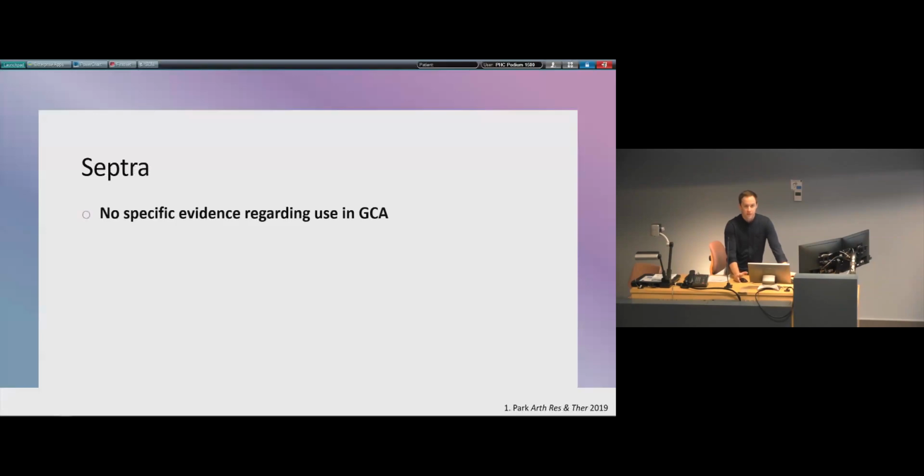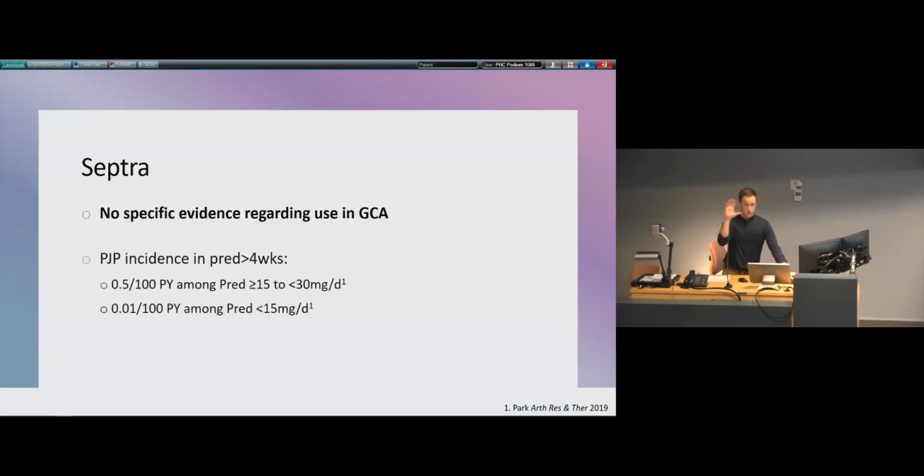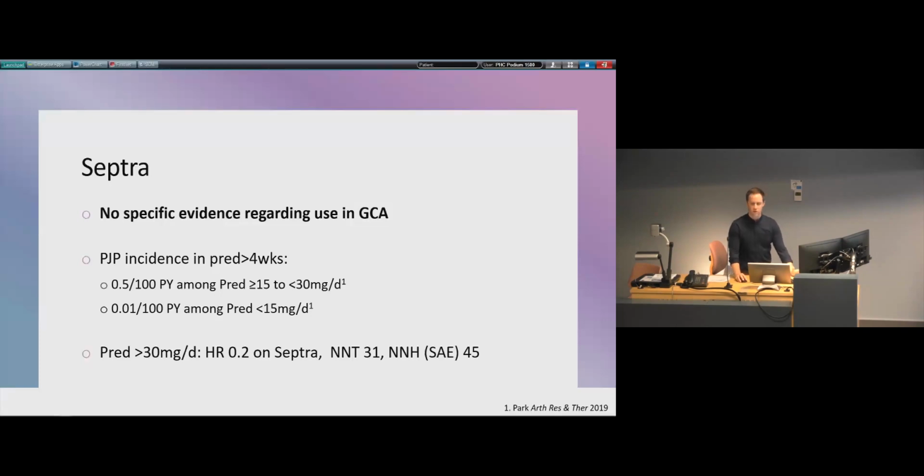Septra. There's no specific evidence in regards to starting Septra for all patients in GCA. We piggyback somewhat on some studies done in more rheumatic disease patients, which was predominantly inflammatory arthritis. But a couple of studies by Park, essentially in the low prednisone dose group, and even in the moderate, 15 to 30, we're seeing quite low frequency of PJP. And even in the high risk group, which is 30 or more, the hazard ratio is 0.2 with Septra on board. So it definitely is protective, but the number needed to treat versus number needed to harm with serious adverse events is not so dramatic.